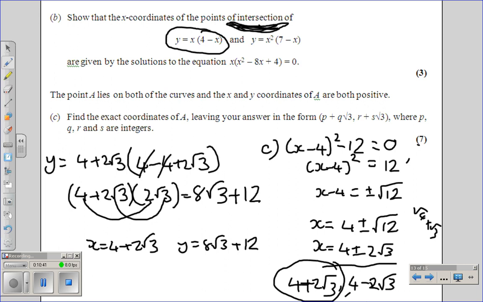I suppose I better show why this one must fall apart. You must get a negative y coordinate for this one. So these are our final answers. It says find the exact coordinates of A, leaving your answer in the form given. So I'm going to do that now, and then maybe I'll show you that if we pick the other one, you must get a negative answer for the y coordinate, because we can't have two answers.